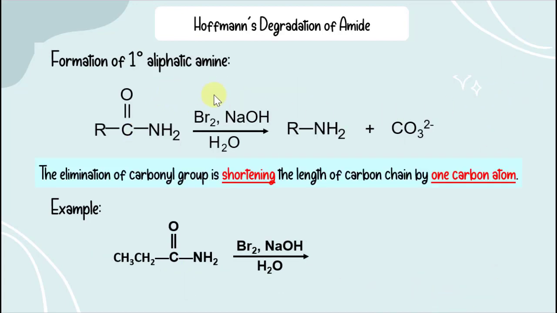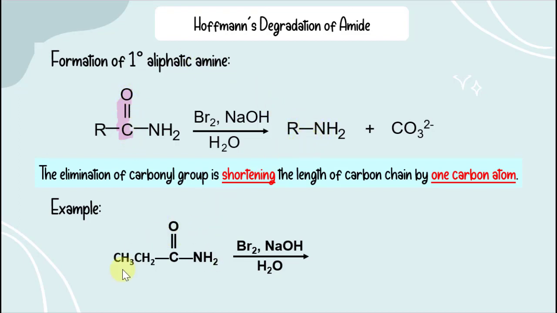The primary aliphatic amines also can be prepared by Hofmann degradation of amide. For the Hofmann degradation of amide, the reagent is bromine in sodium hydroxide and water. In this reaction, the carbonyl group, C double bond O, will shorten the length of the carbon chain by one carbon atom. It means that in our reactant we have C double bond O and then for our product there is no more C double bond O. The C double bond O is removed completely, so it will lose one carbon.